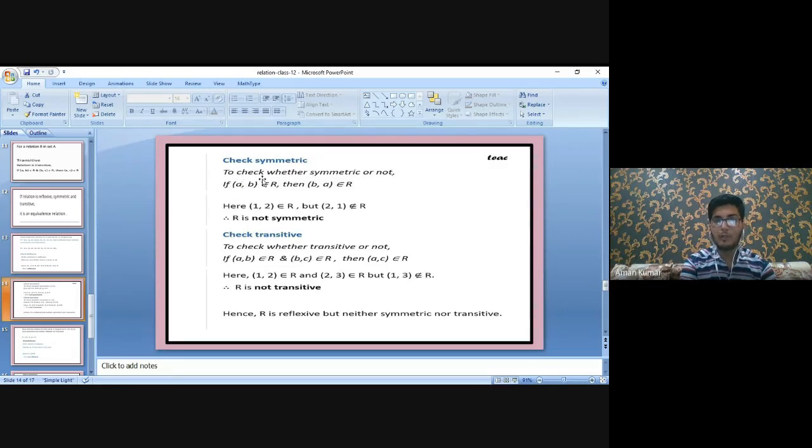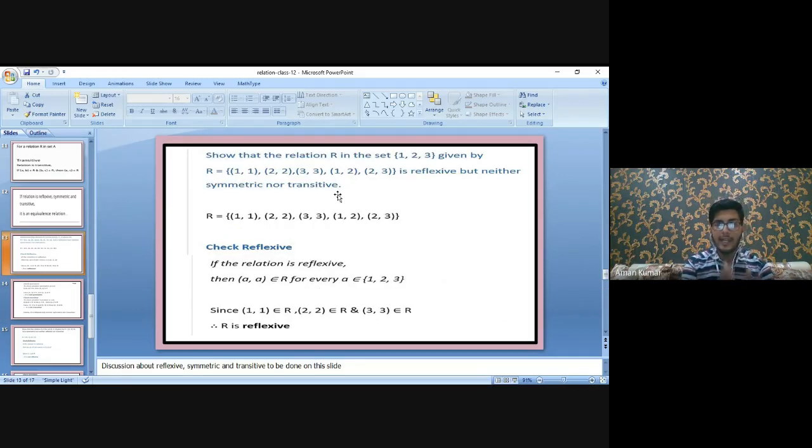To check whether a relation is symmetric or not, if (a, b) belongs to R, then (b, a) must also belong to R. But here (1, 2) belongs to R, but (2, 1) does not belong to R. So R is not symmetric.